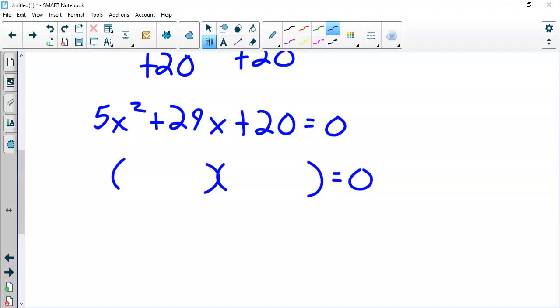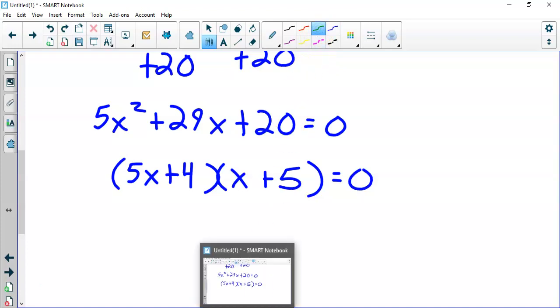All right, how does it factor? So just checking everything out. Yep, that looks good. So what do we do now? It's factored. What now? Set it equal to 0. There we go.